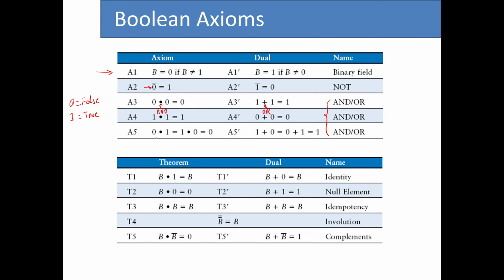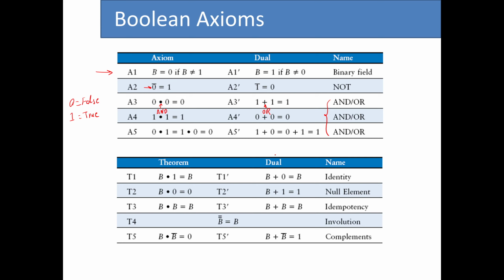And finally, A5 says 0 AND 1, which equals 1 AND 0, equals 0. So true AND false combined equals false. Its dual says true OR false, which equals false OR true, equals true. So these were the 5 basic axioms that Boolean algebra uses as its foundation.